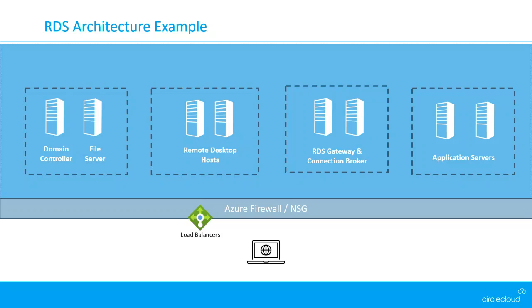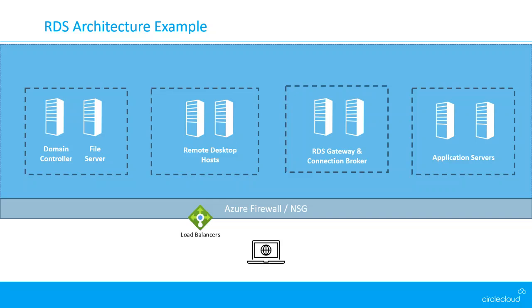Typically there are a few ways users would access this sort of environment. One is if you don't want to open up your RDS gateway servers or connection brokers to the internet directly, you would use a VPN. You would block all the ports, not allowing any outside traffic in, and only allow users to connect through VPN, which means you've got something else to manage. Also, your users have something else that they need to connect to.